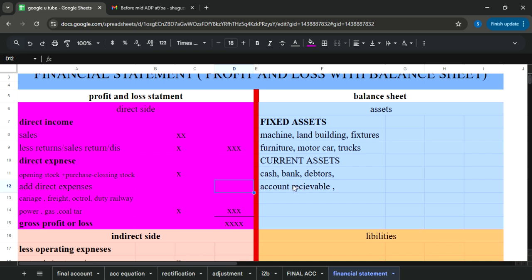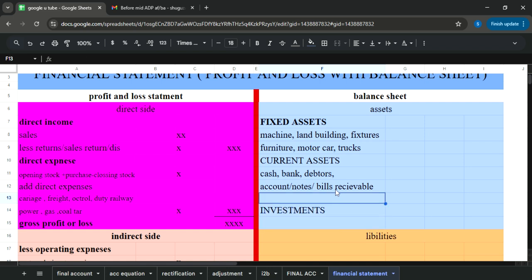You may have account receivable or notes receivable or bills receivable. If it is receivable, no matter if it is account, notes or bill, that would be your current assets. And then finally you will write investments.